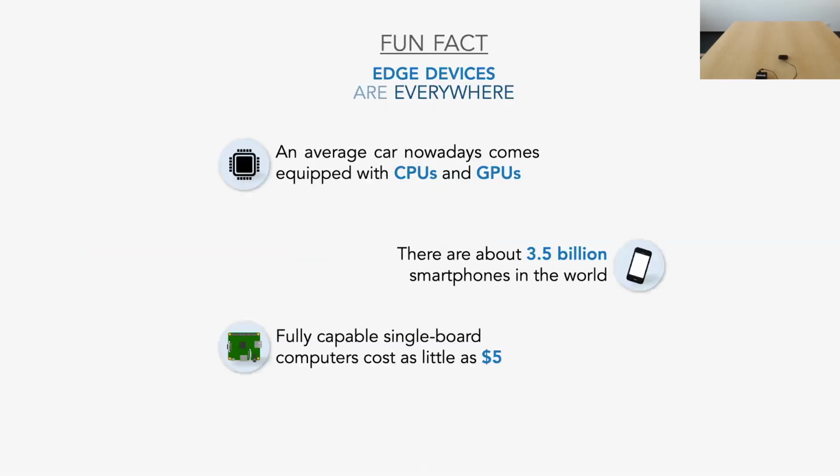So when we start thinking about whether our use case is suitable for edge or not, a fun fact is that, as I said before, edge is actually everywhere, and is quite an old concept. You can start thinking about cars, for example. Your average car nowadays already comes equipped with CPUs and even GPUs. Smartphones are another example, right? You have your voice assistant on your phone. Also, you have some local computing power in your phone to do all of your Face ID unlock and your fingerprint recognition. And there are 3.5 billion smartphones in the world. So that's a lot of computing power.